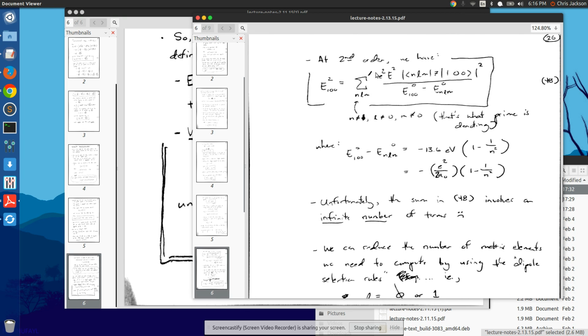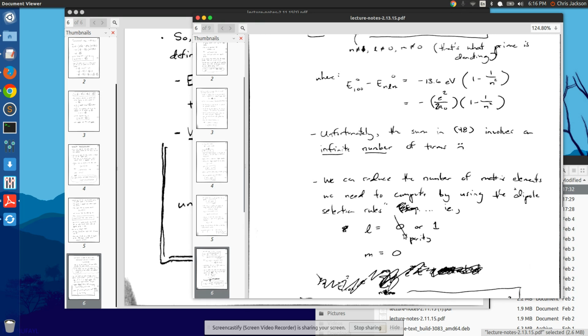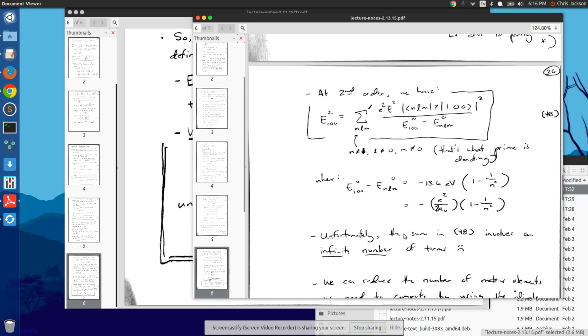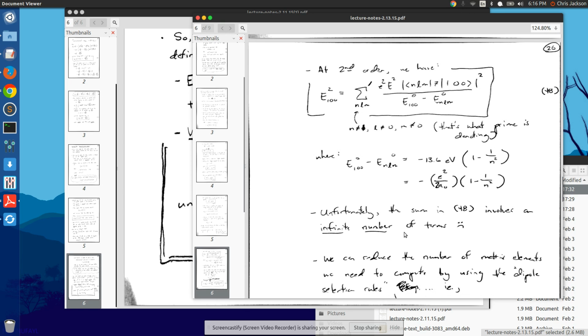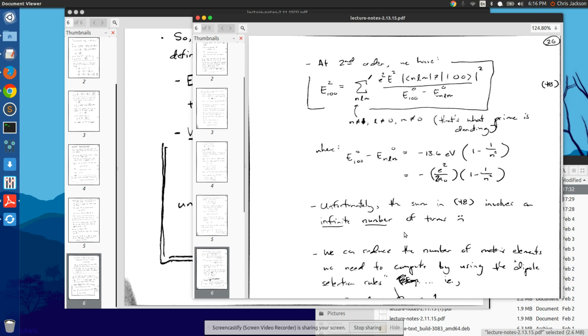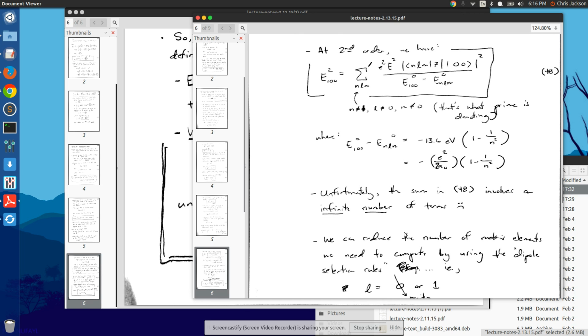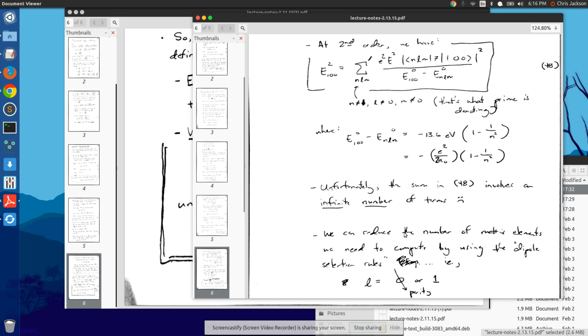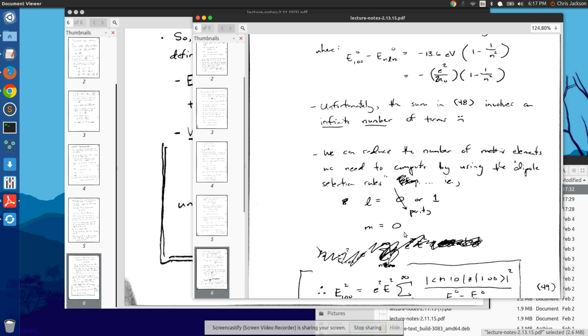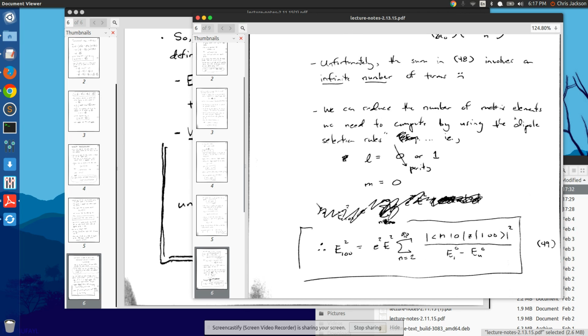Okay, so this is what we want to compute, but unfortunately, it involves an infinite number of terms, so that would take a long time to do. What we're going to try to do is use our selection rules to at least eliminate some of these. So instead of infinity, we've got maybe infinity divided by 2. That's a joke. But let's see what we can do here.